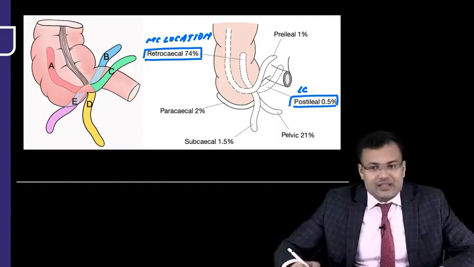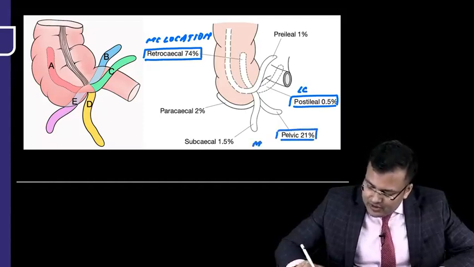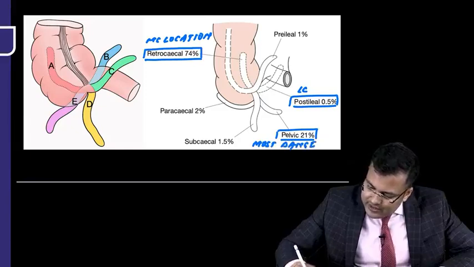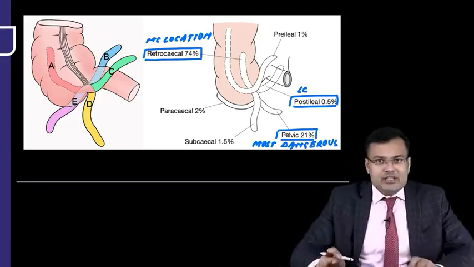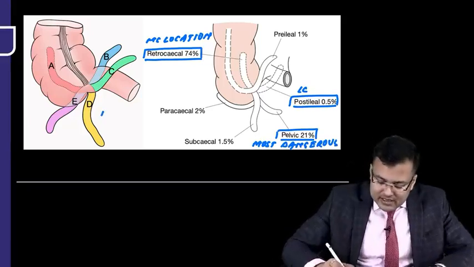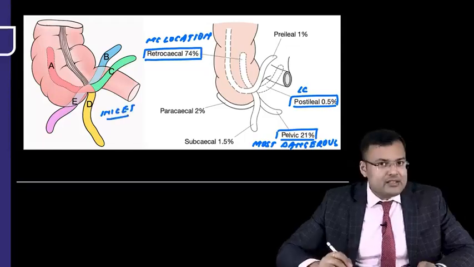After that, the most dangerous location is pelvic. So pelvic is the most dangerous location. After that, nowadays image-based questions are asked. This question was asked in the latest INI-CET. This image-based question was asked and they asked the position.